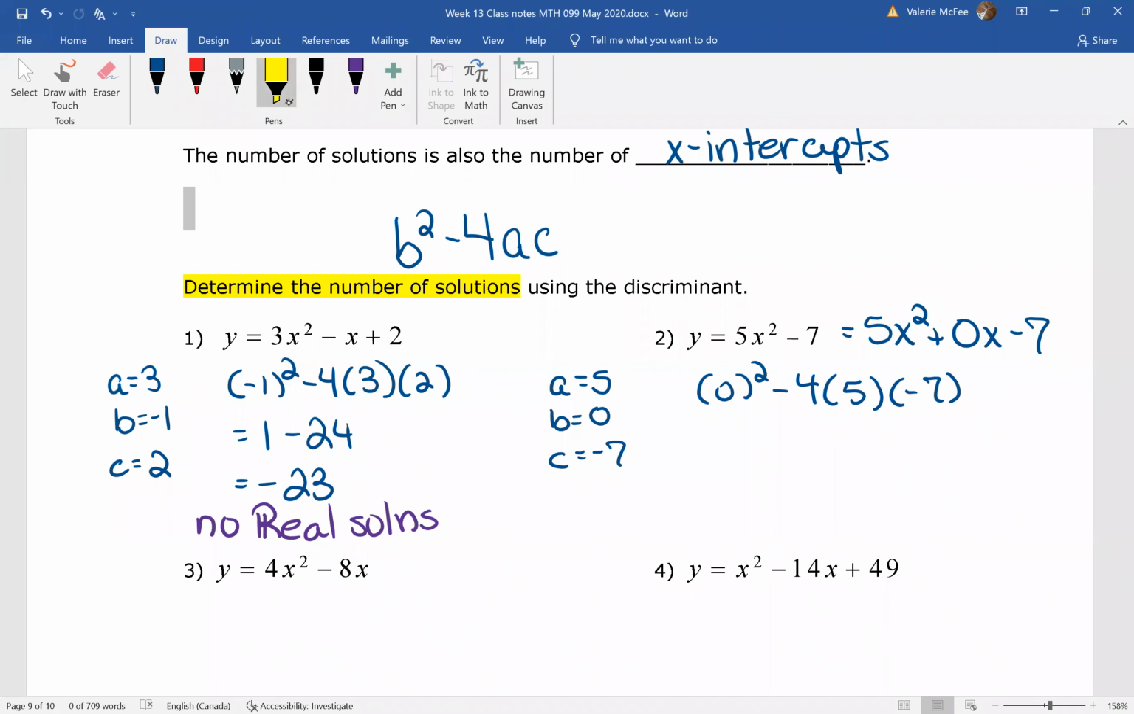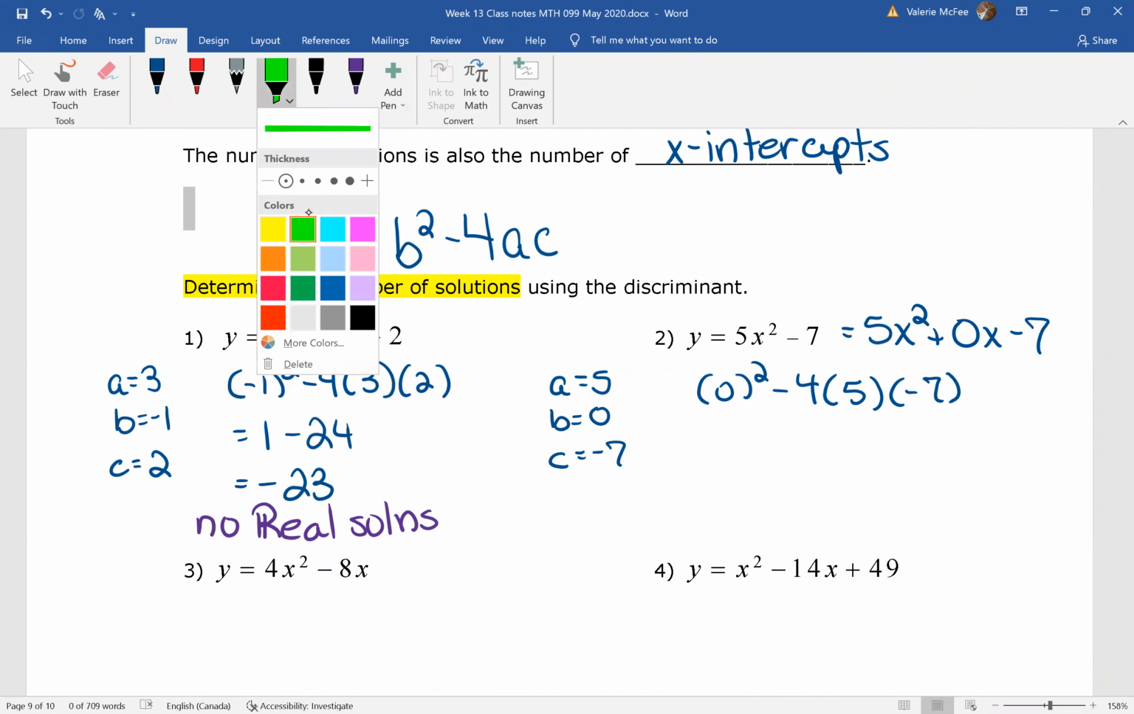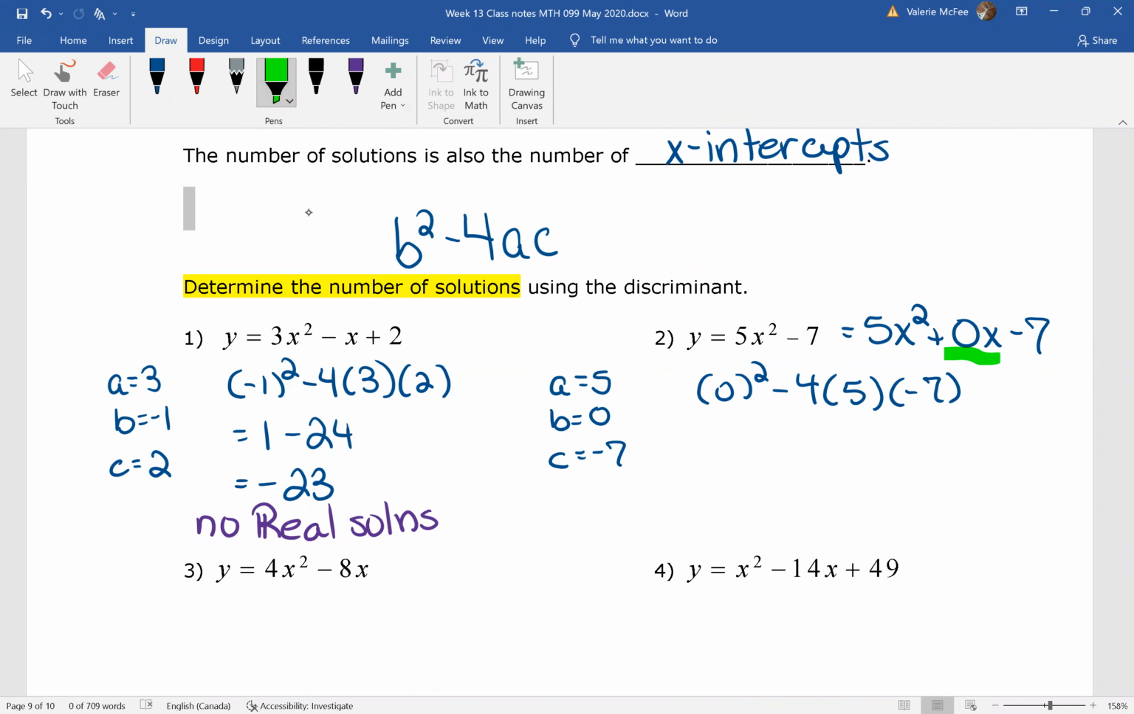It may have helped you when you were doing this question to write out the standard form, including 0x, so that we can see that b equals 0. Now we have 0 plus 20 times 7, 140. Our discriminant is greater than 0. We see we have 2 real solutions.